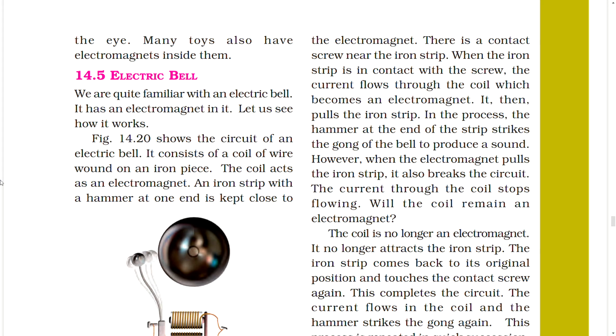14.5 Electric bell. We are quite familiar with an electric bell. It has an electromagnet in it. Let us see how it works. The figure shows the circuit of an electric bell. It consists of a coil of wire wound on an iron piece. The coil acts as an electromagnet. An iron strip with a hammer at one end is kept close to the electromagnet.